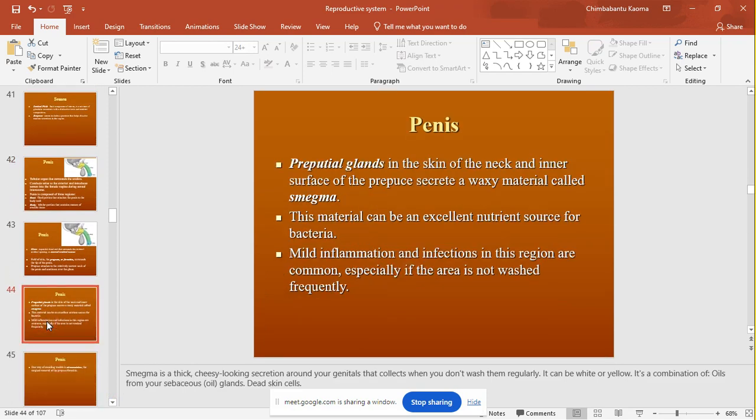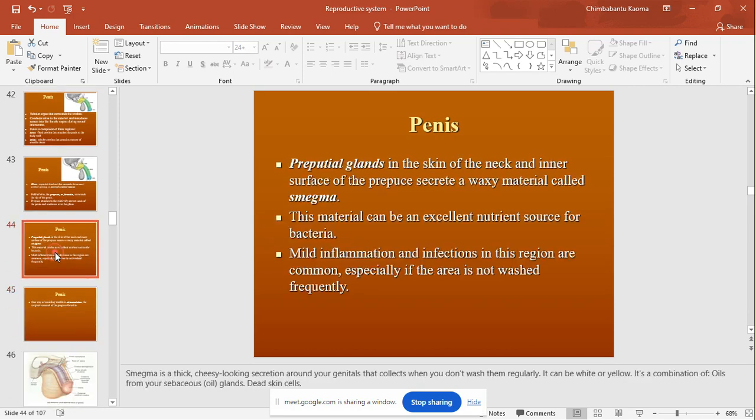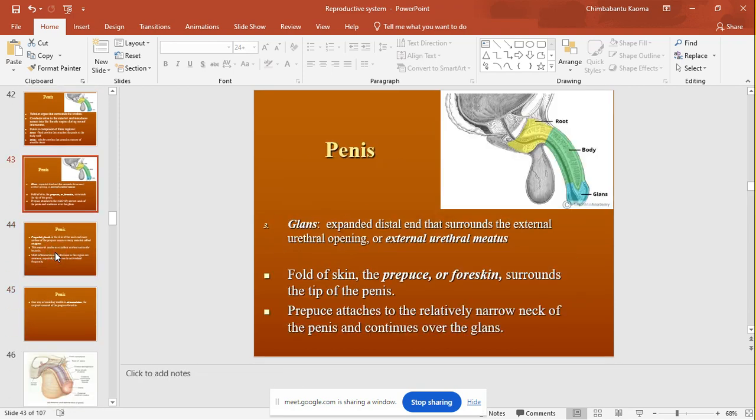We don't have the glans here. No. But we should have the glans. Anyway, it is made up of three parts. The glans should have been here. Oh, it is here, as a matter of fact. So we have the glans there.